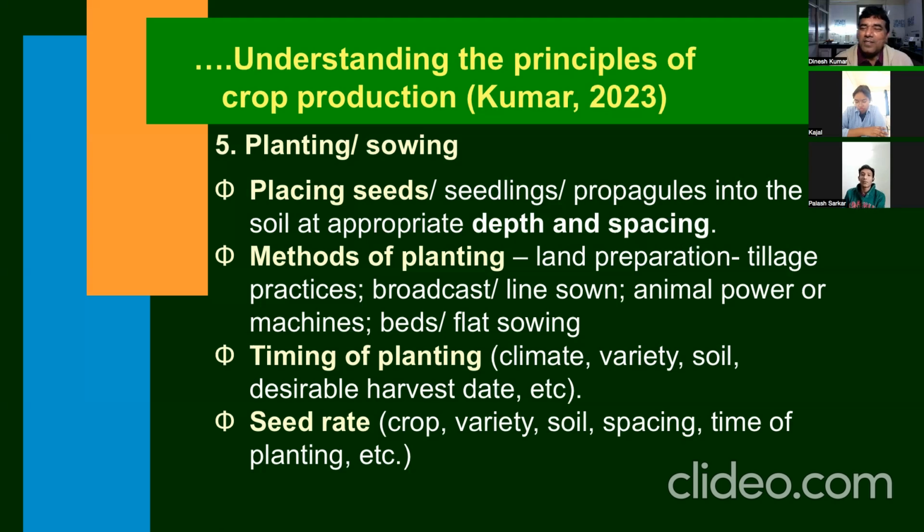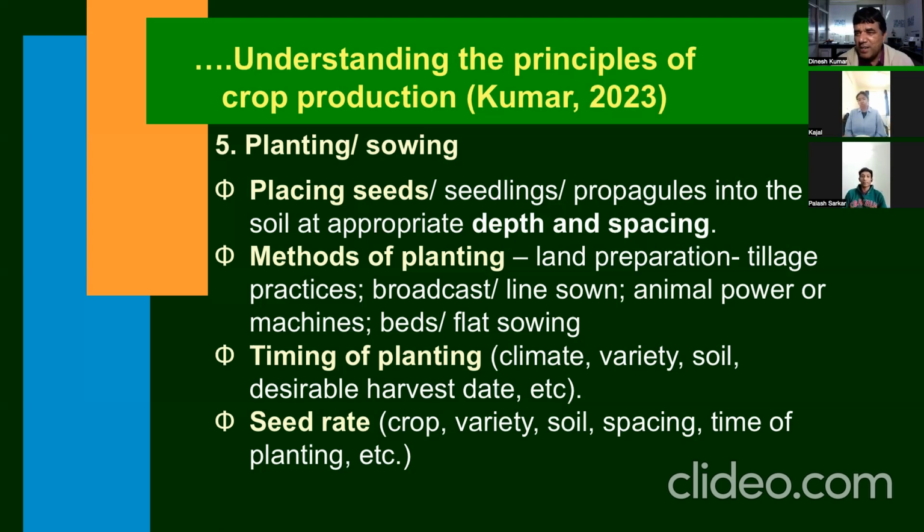But you see, there are certain principles for when we can go for broadcasting. There are certain principles that guide us when we should go for planting in rows or at an appropriate spacing. Time of planting is also governed by climate, variety, soil, and desirable harvest date. So all these factors will determine the time of planting, when we should go for planting.